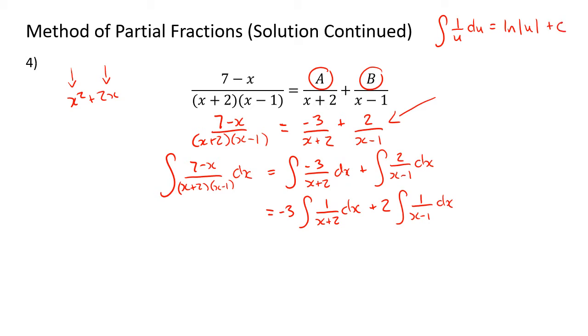In this case, we've got two functions that are set up that way. The first one being 1 over x plus 2, and the second one being 1 over x minus 1. So we can write these as negative 3 times the ln of the absolute value of x plus 2 plus 2 times the ln of the absolute value of x minus 1. And then at the end, we can add our constant.